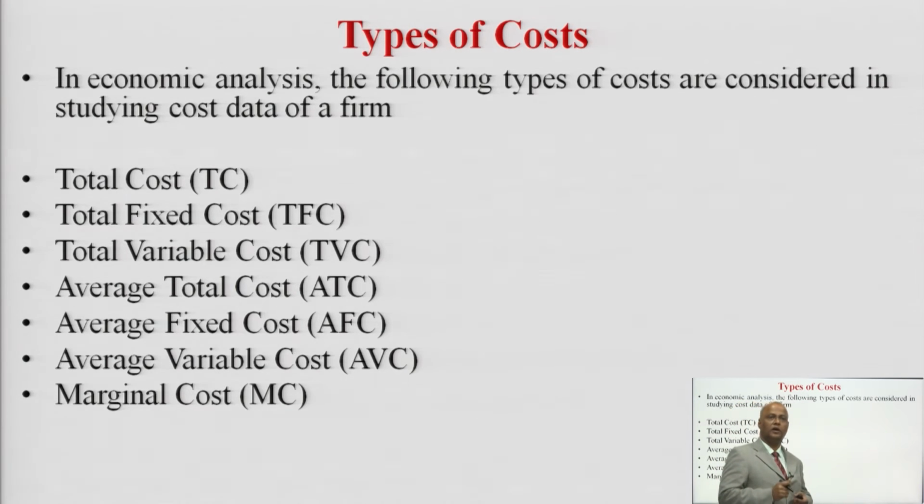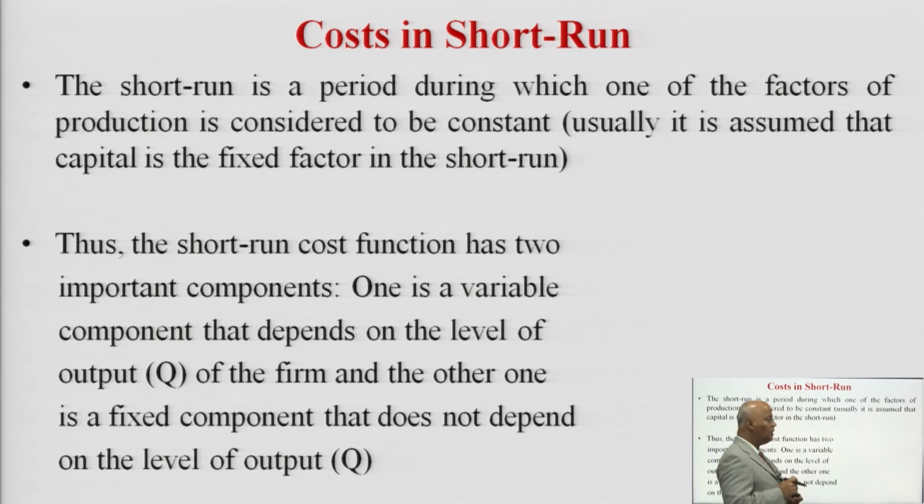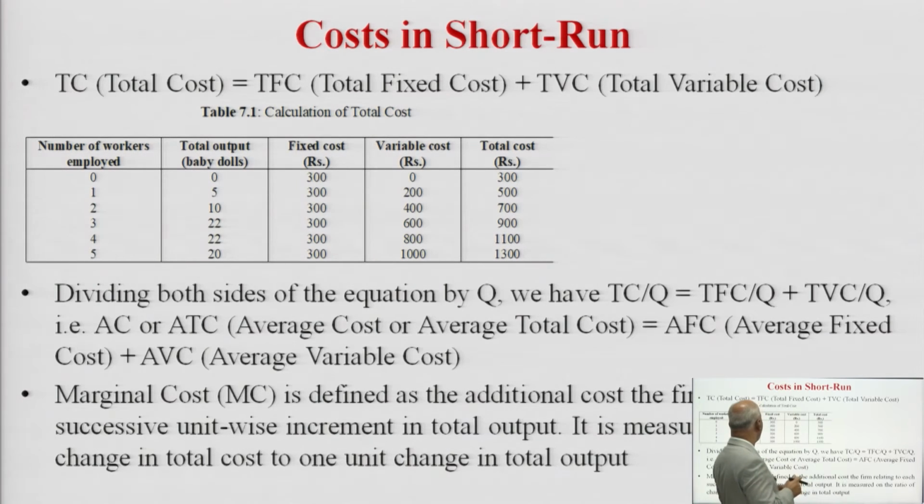And there are various cost concepts pertaining to the short run, which are mentioned here: total cost, total fixed cost, total variable cost, average fixed cost, average variable cost and marginal cost. Now, let us discuss each one of them. In the short run, as you see here, total cost is equal to total fixed cost plus total variable cost.